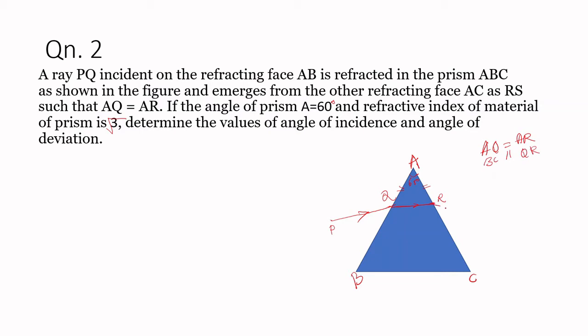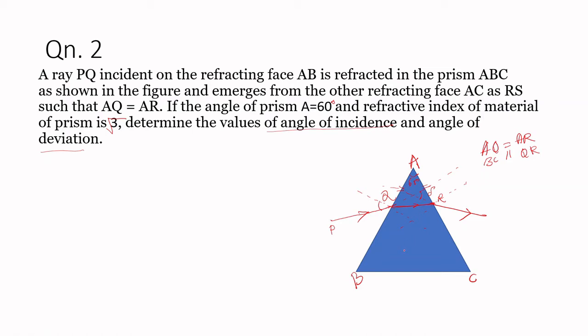Now the ray emerges like that. So what we have to find out here is the values of angle of incidence and angle of deviation. So how will we write the angle of incidence and angle of deviation? This is the normal at the point of incidence. This is the normal at the point of refraction. This is the extended incident ray and this is the extended emergent ray. So this is angle delta. Now we have to find out what is angle of incidence and angle delta.